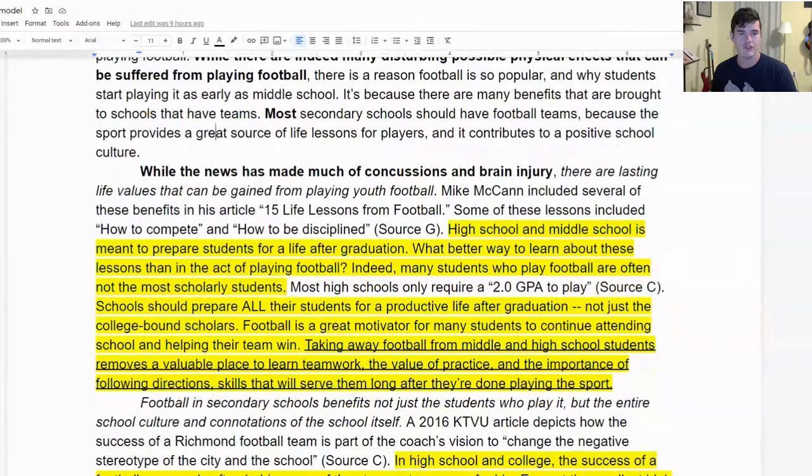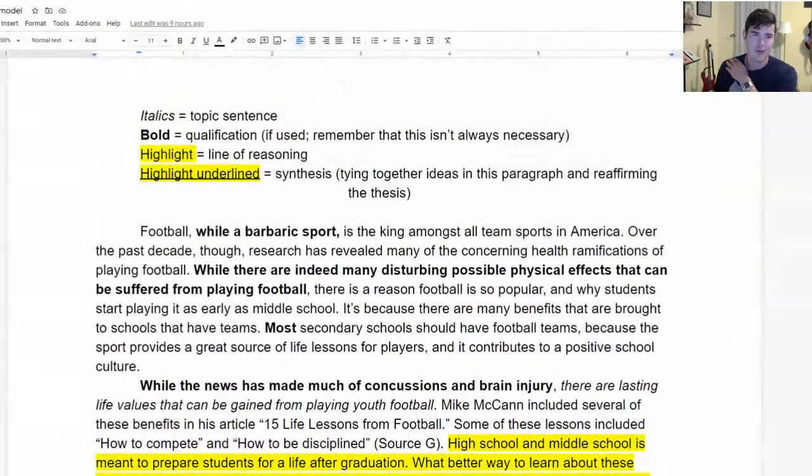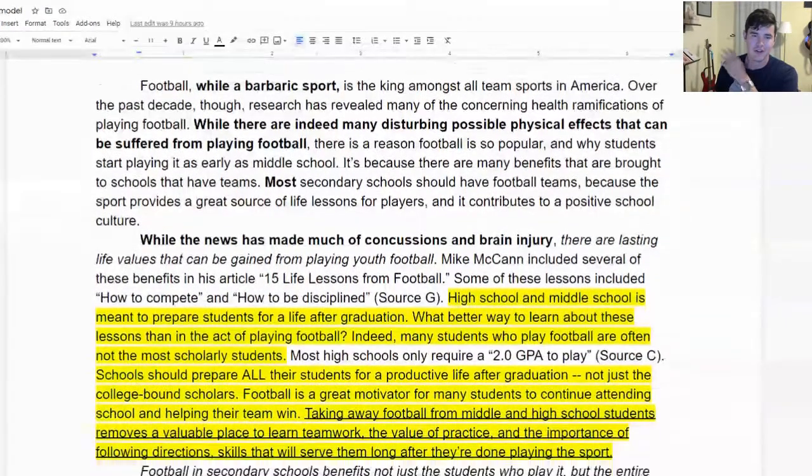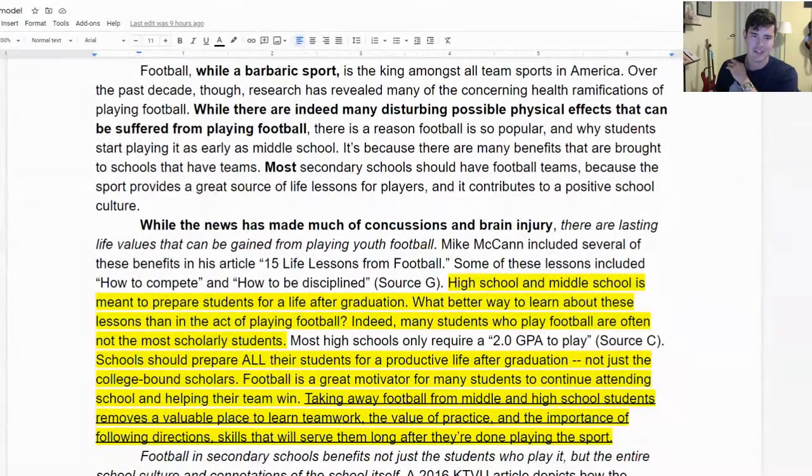While the news has made much of concussions and brain injury, there are lasting life values that can be gained from playing youth football. So notice I start off my first body paragraph with a qualification about how, I'm really, that's a concession. I'm acknowledging the other side. There are lasting life values that can be gained from playing youth football. And that's my topic sentence right there.